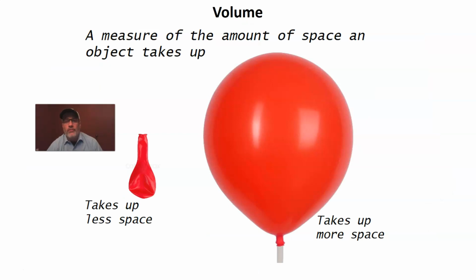Let's look at one more quick review. So volume, remember, is the measure of the amount of space that an object takes up. So clearly this uninflated balloon on the left takes up much less space, whereas the inflated balloon on the right-hand side takes up much more space. And so we can, in some ways, think of things as getting bigger or smaller. Those are all terms that are connected with volume.